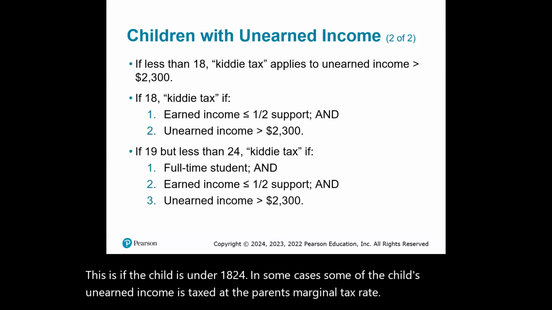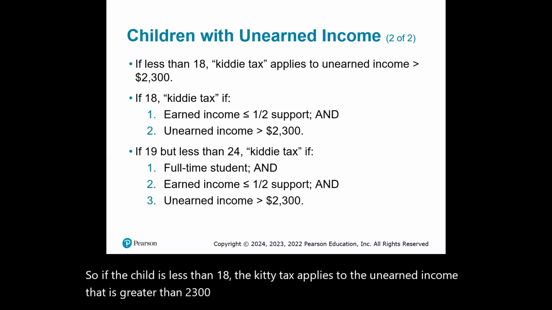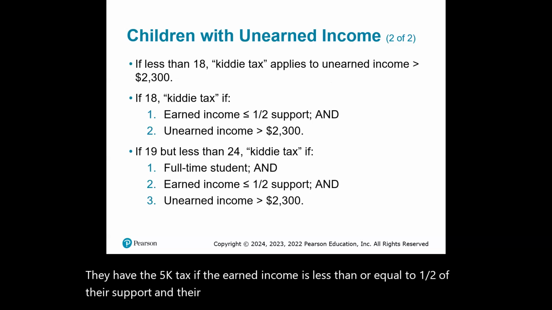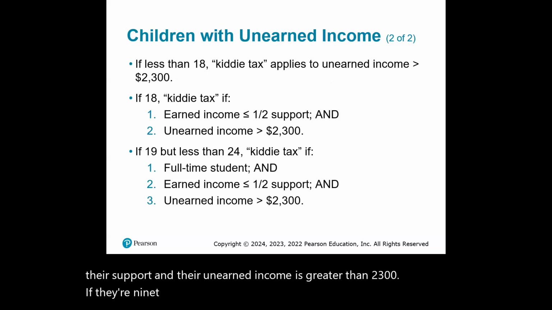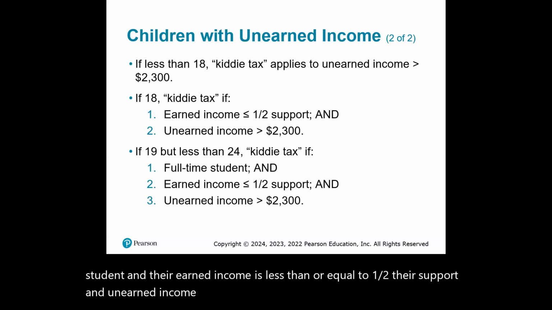So if the child is less than 18, the kiddie tax applies to the unearned income that is greater than $2,300. If the child is 18, they have to file kiddie tax if the earned income is less than or equal to 1/2 of their support and their unearned income is greater than $2,300. If they're 19 but less than 24, they have to pay kiddie tax if they're a full-time student and their earned income is less than or equal to 1/2 of their support, and unearned income is greater than $2,300.